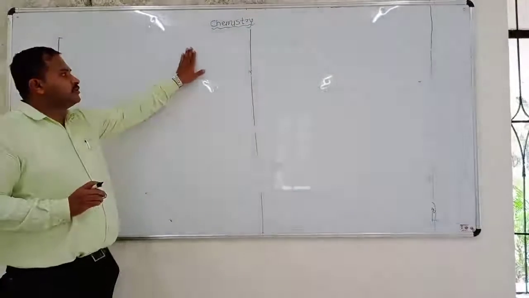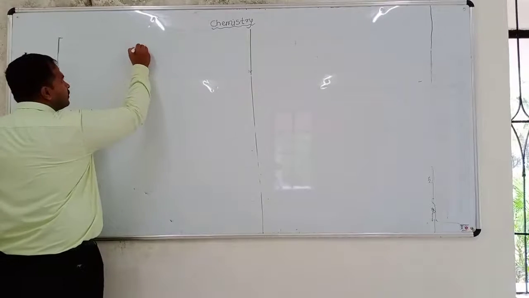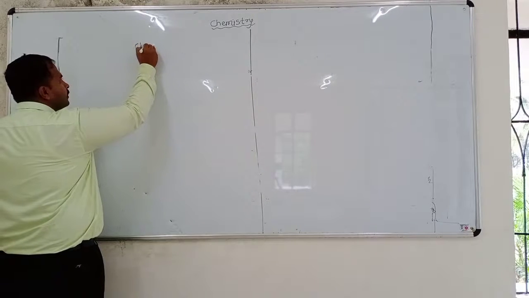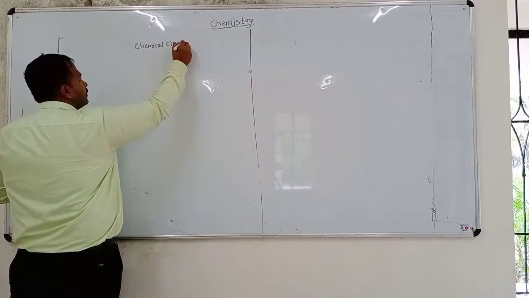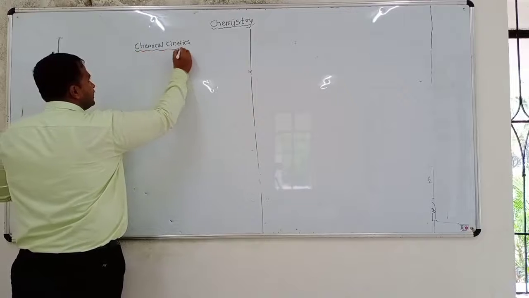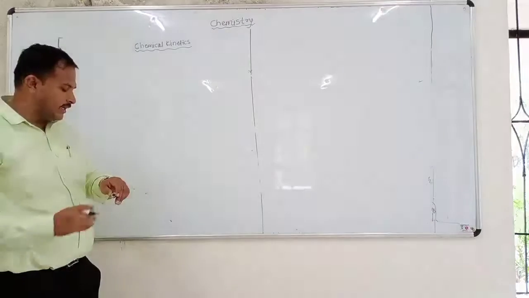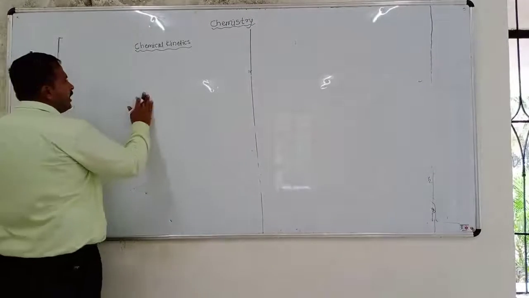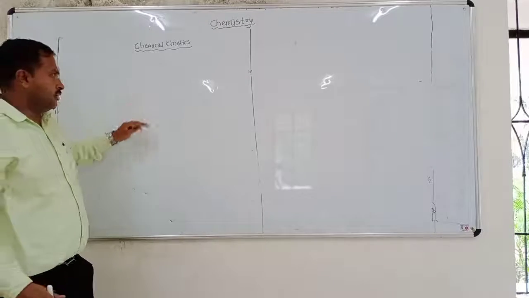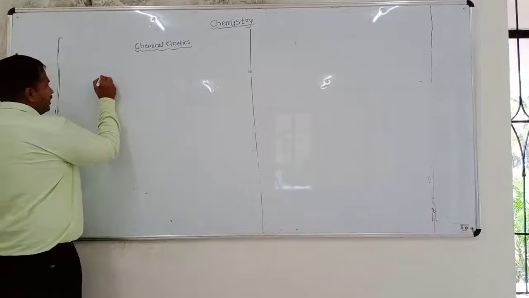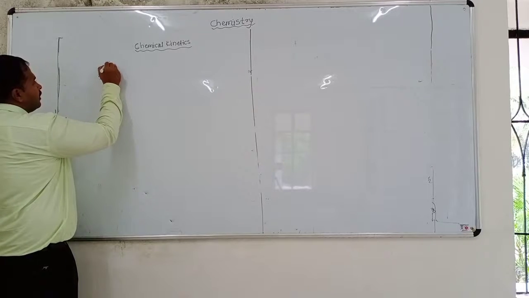Now, in the previous lecture we have seen different problems on chemical kinetics. We saw problems on average rate of reaction and instantaneous rate of reaction. We have also seen problems on rate law. Now today we are going to discuss the third problem on rate law.